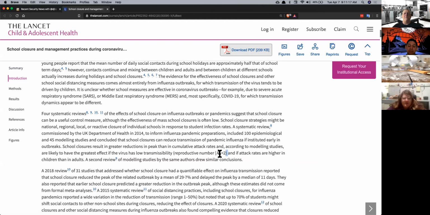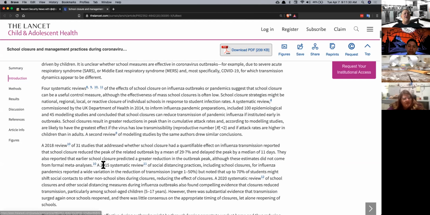And here's this number, R greater than 2. School closing is valuable if the virus has a low transmissibility and a high attack rate in children. And this is the opposite. So, anyway, it's an interesting issue. This is not a very impressive study. All they did was study the previous publications about it.